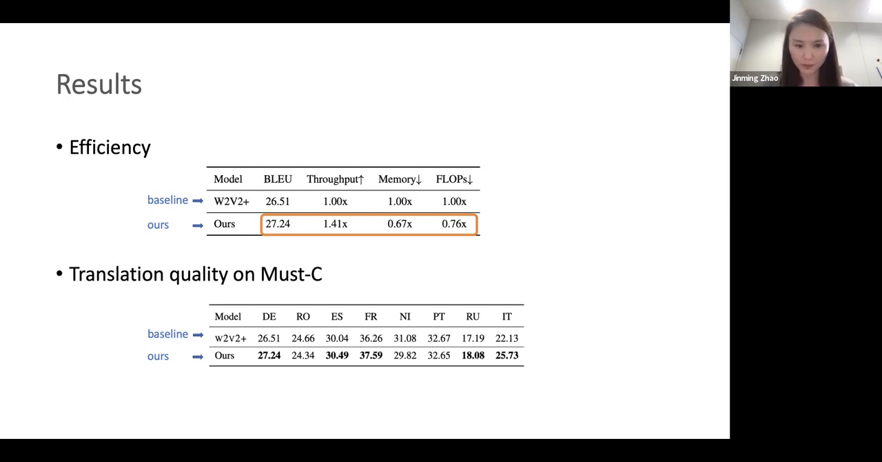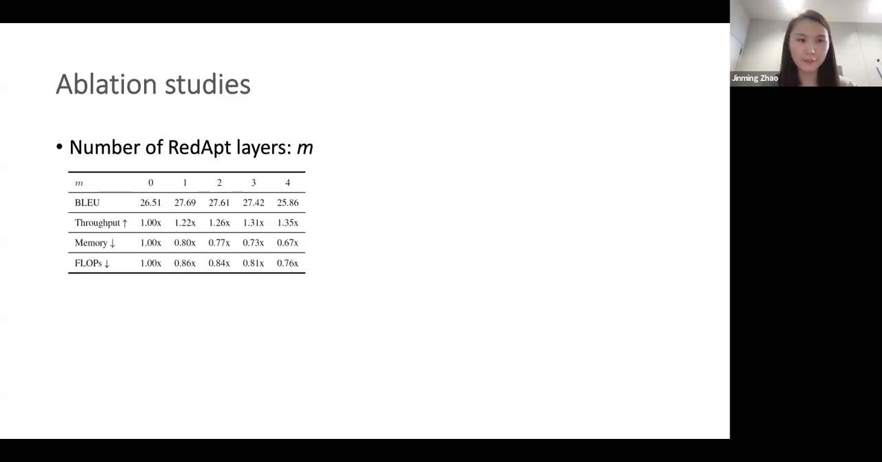Our hypothesis to this phenomenon is that reduction along the temporal dimension filters out redundancy and the noise from the spatial representations, which is beneficial to translation. We've also done various ablation studies.